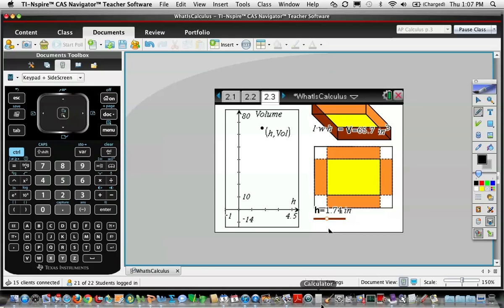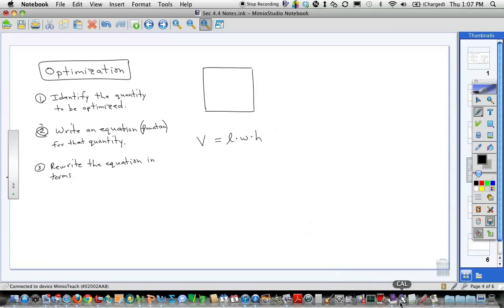We now need to rewrite the equation in terms of a single variable. We need to rewrite that equation in terms of a single variable.